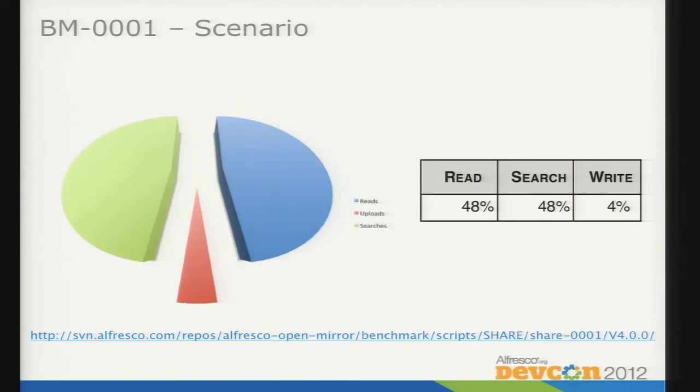But this is really fundamental, because the split between read and search will impact basically which tier you want to scale, whether it's Solr or the repository tier. I think that's pretty intuitive. But just for you to know, if you get the chance to get this from your customers, or in terms of starting a project, that's a good thing.